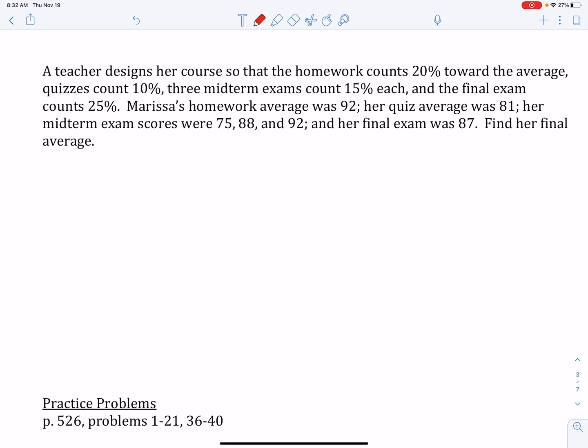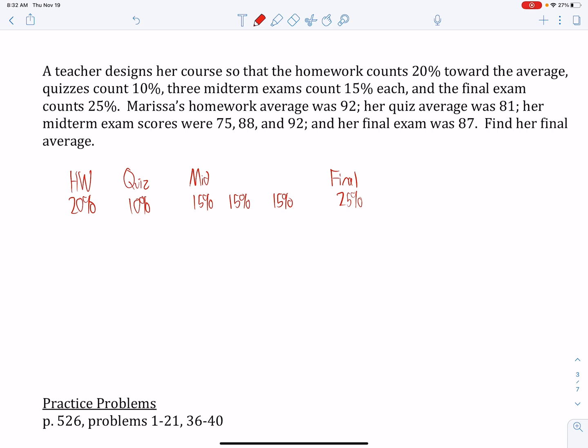So here it says a teacher designs her course so that the homework counts 20%, quizzes count 10%, the 3 midterm exams count 15% each. So we have one midterm exam that's 15%, another midterm exam that's 15%, and another midterm exam that's 15%. And then you have a final exam that counts 25%. And we're given here what a person's grades were, and we want to calculate the final average.